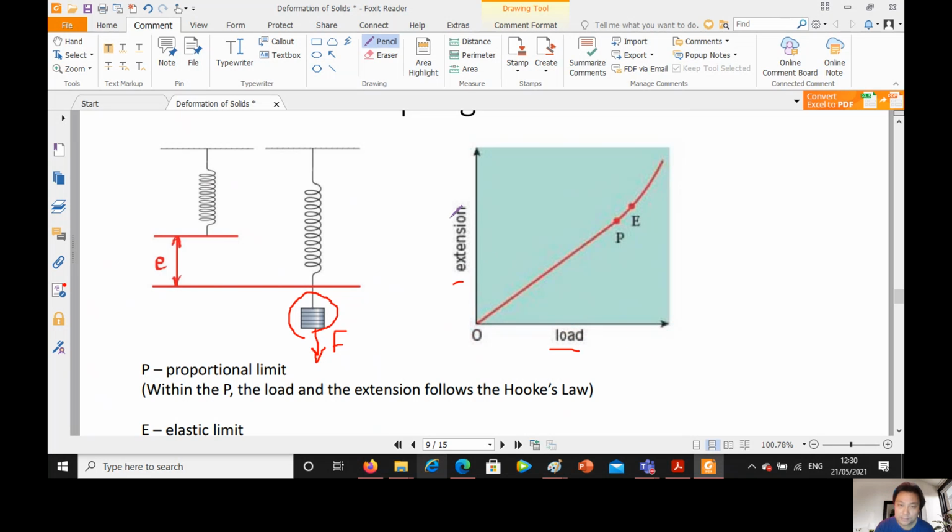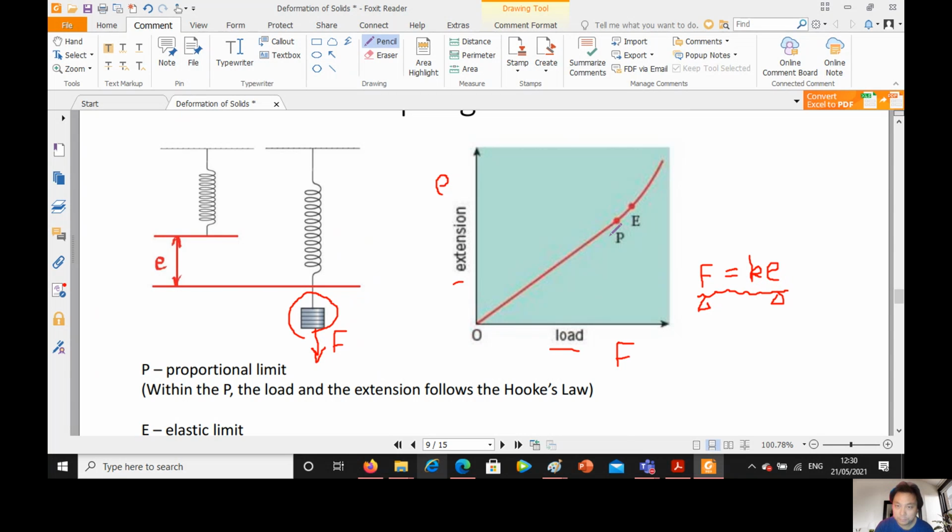That is, for example, if I say the extension is E, and load is F, then in some cases it follows a linear relationship, that is F equals K times E. And this is known as Hooke's law. I hope you still remember. That equation just tells us that the relationship between F and E is linear. F is proportional to E, just as shown here.